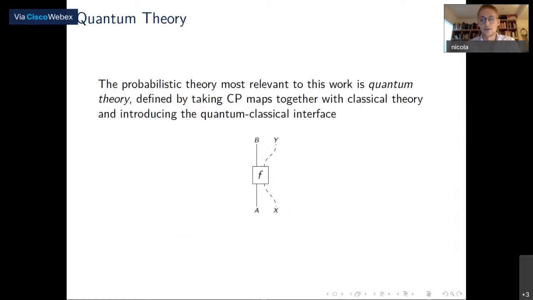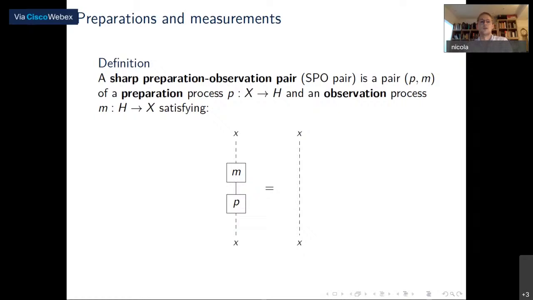The probabilistic theory most relevant to this work is quantum theory, which is defined by taking completely positive maps with the quantum-classical interface, with classical theory. A general morphism in this theory will look like this, where there are some classical systems X and Y and some non-classical systems A and B. Then we need the notion of a preparation and observation pair, which is a pair of processes: a preparation process, going from the classical to any other system, and an observation, going from that system to the classical, which satisfy this property. When we compose them, this is the same as having the classical identity. So we are encoding some information and we are able to sharply recover it.